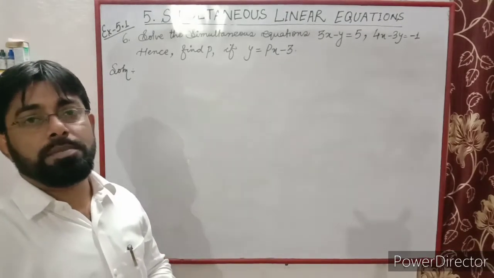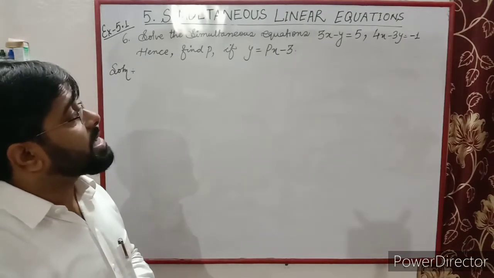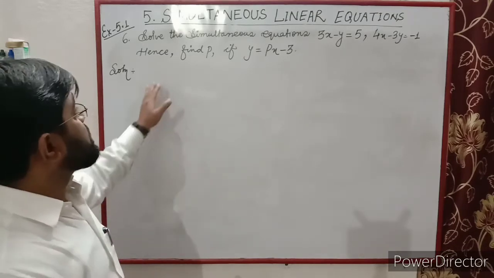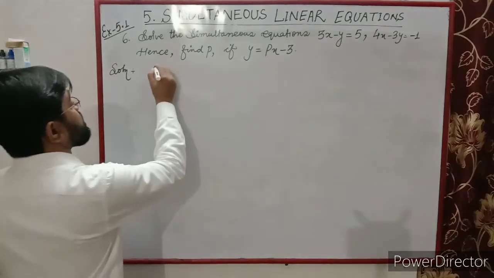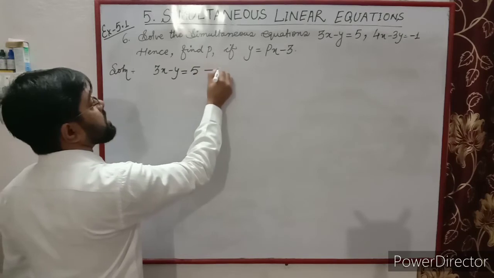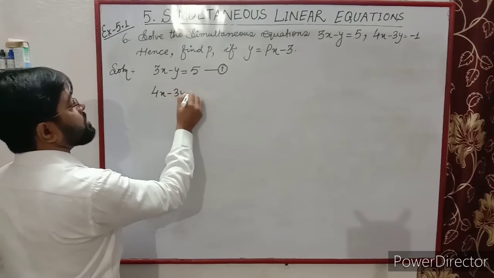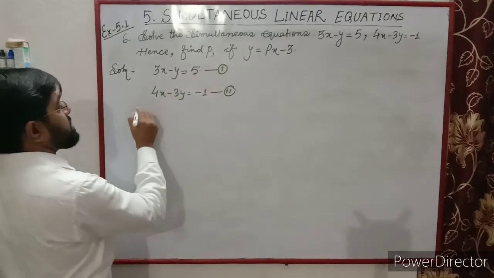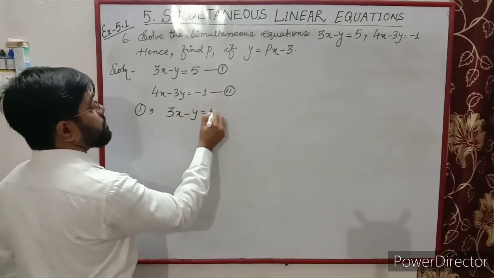Let's see one more question. Question number 3 from exercise 5.1. Solve the simultaneous equations 3x minus y is equal to 5 and 4x minus 3y is equal to minus 1. Hence find the value of p if y is equal to px minus 3. So first of all, 3x minus y is equal to 5. We assume equation number first, and 4x minus 3y is equal to minus 1. We assume equation number second. Now we take equation number first. So 1 implies that 3x minus y is equal to 5.